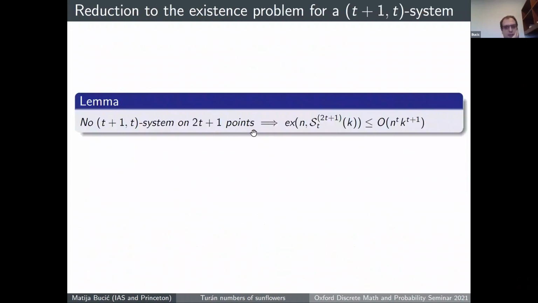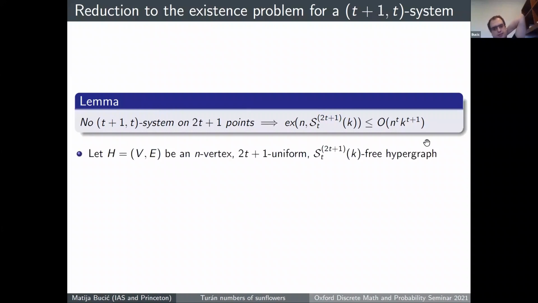So let me begin with step 2. What are we trying to do? We're trying to show that if we assume that there is no such object as this t plus 1, t system on 2t plus 1 points, then we have an upper bound on our forbidden balanced sunflower problem. The upper bound is a big constant times n to the t times k to the t plus 1. So let's see what's the setting of this problem and what we need to do.